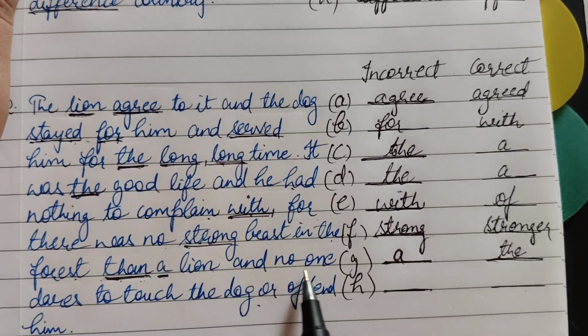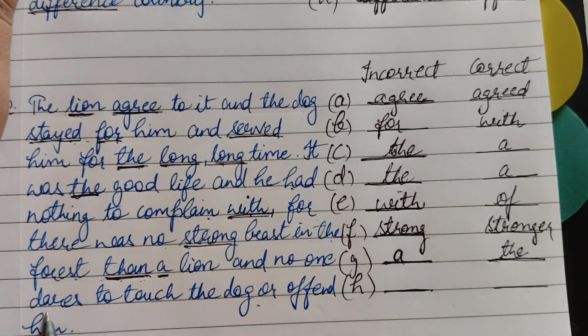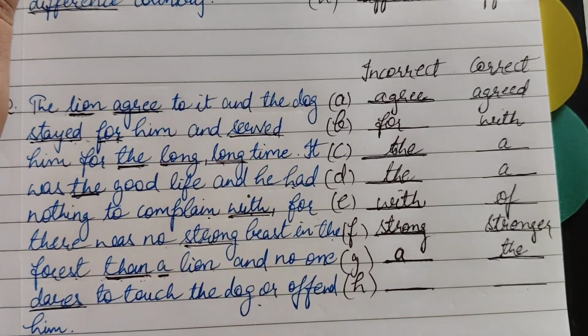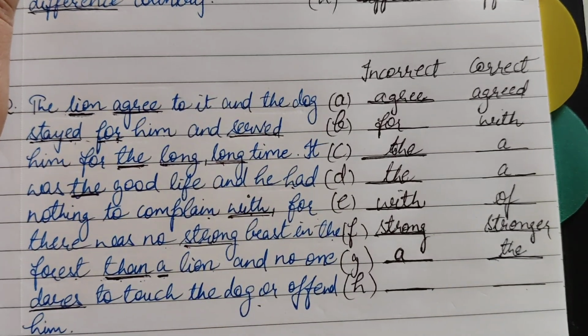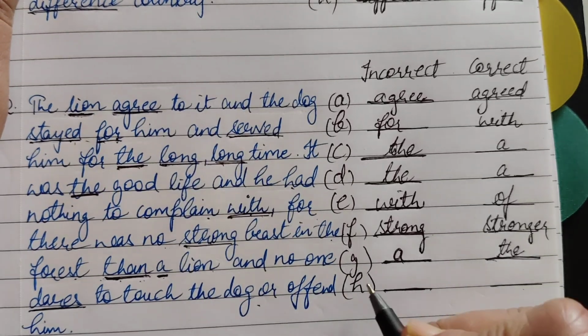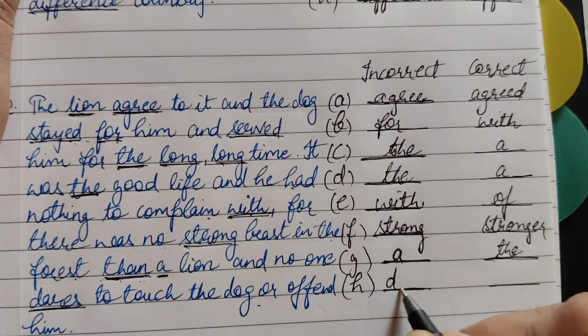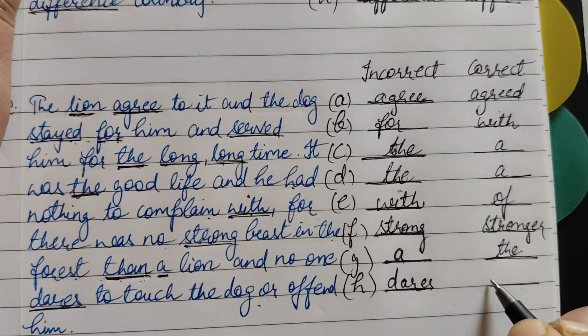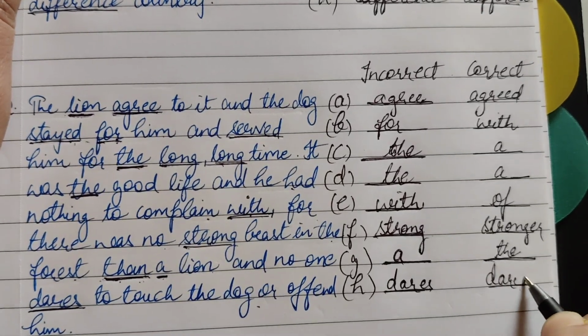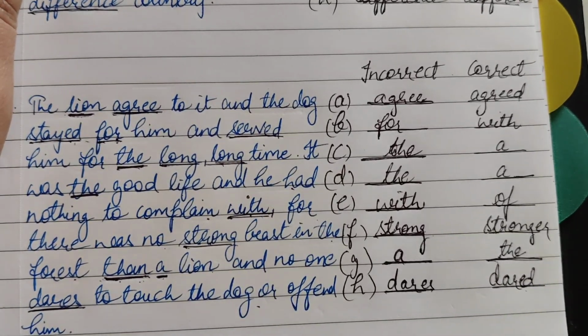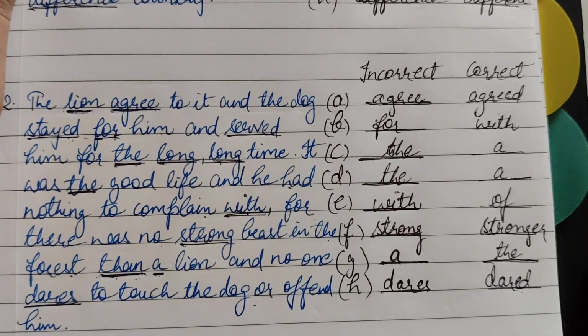Then the lion, and no one dares to touch the dog or offend him. Now here dares shows simple present tense, whereas our story is going on in the past tense. So this dares will be changed into dared. Okay, that's it for this paragraph.